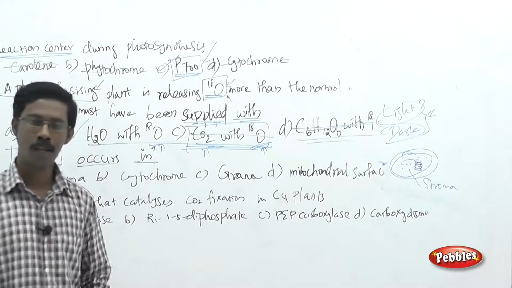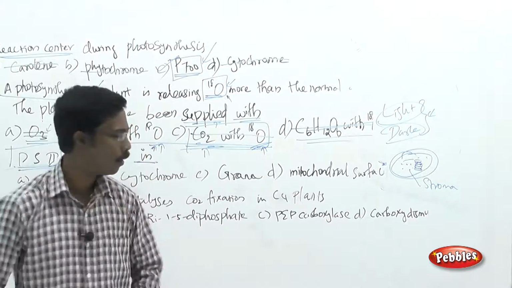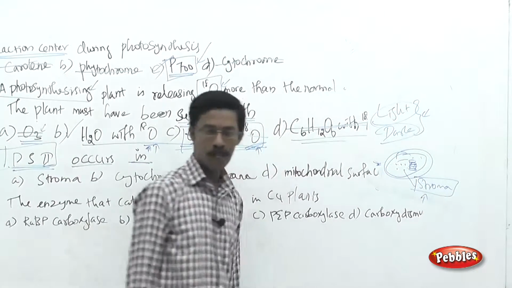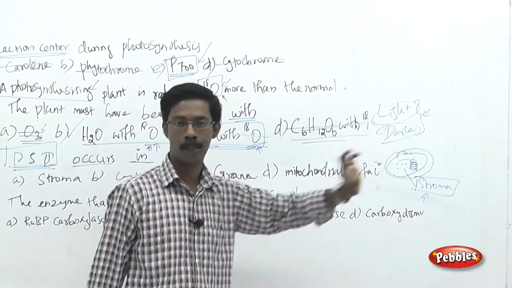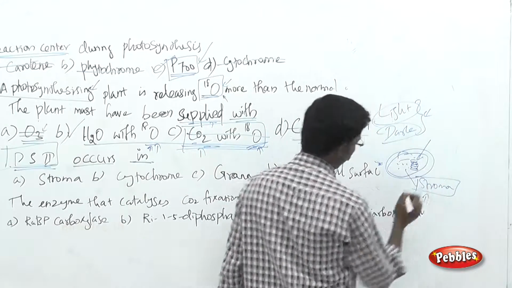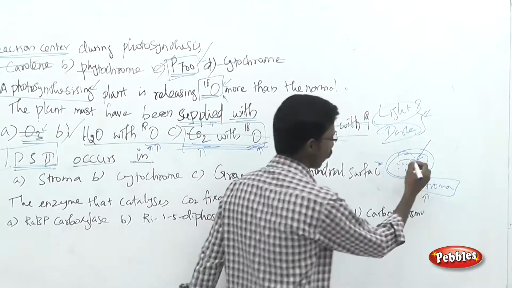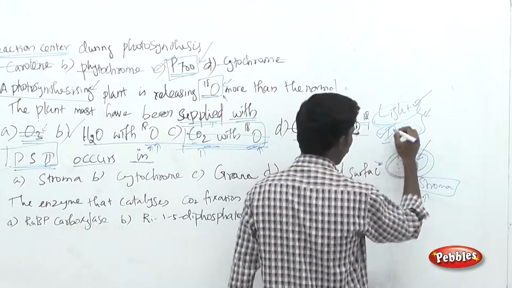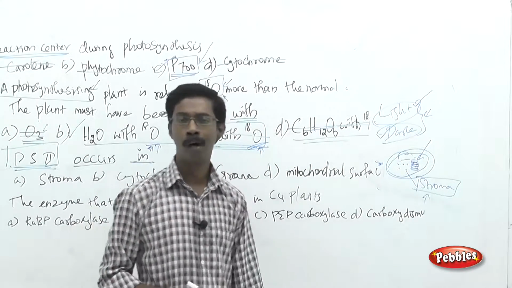All the dark reaction enzymes are present only in the stroma, the liquid matrix of the chloroplast. Okay, all the light dependent reactions are present only in the membranes of the chloroplast. So this is what you have to remember. Only the membranes participate in the light dependent reaction. All the dark reactions are present in the stroma, the semi-liquid matrix of the chloroplast.